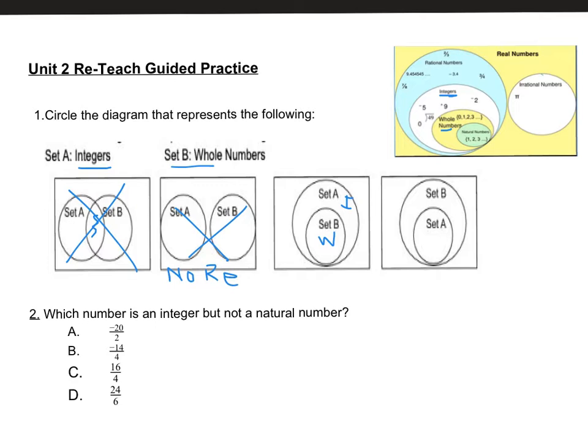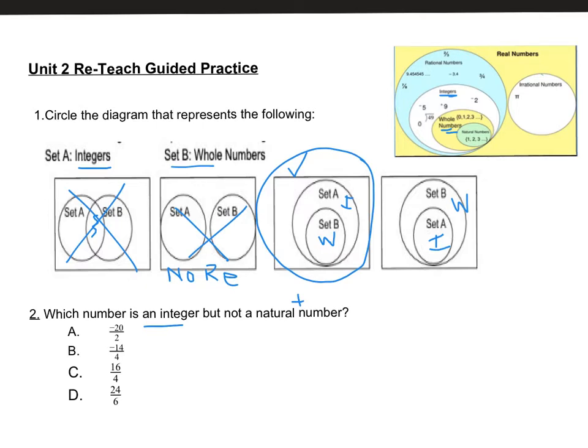That's correct. So our whole numbers are all a part of the integer family. This one looks really good. Here it says set B would be my whole numbers and set A would be my integers. Well, I know that everything that's a whole number is a subset of the set of integers. So the best option would be the third diagram. All right, which number is an integer but not a natural number? So you can't be natural, and natural are positive values only, okay?